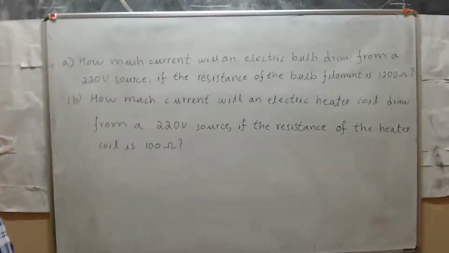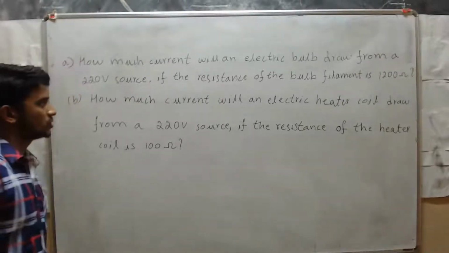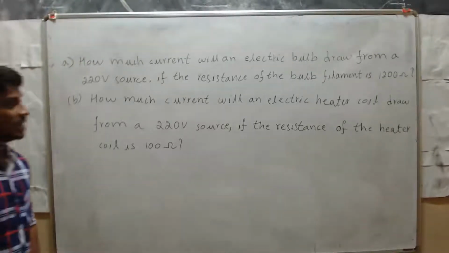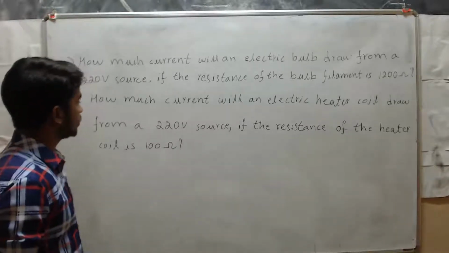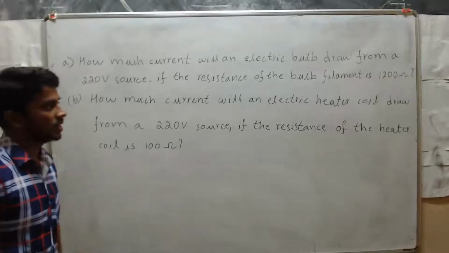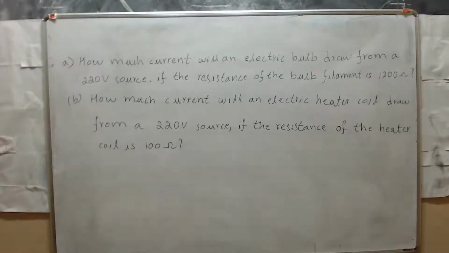See here. First question, how much current will an electric bulb draw from a 220-volt source if the resistance of the bulb filament is 1200 ohm? Okay. And how much current will an electric heater coil draw from a 220-volt source if the resistance of the heater coil is 100 ohm? Okay. In both cases we have to calculate the electric current. Do it and put the answer in the comment box. Quick. I'll give 2 minutes.